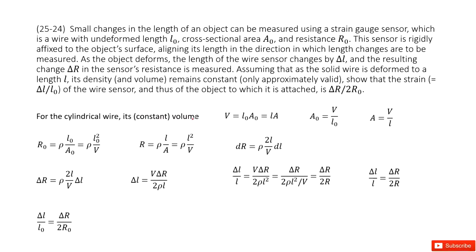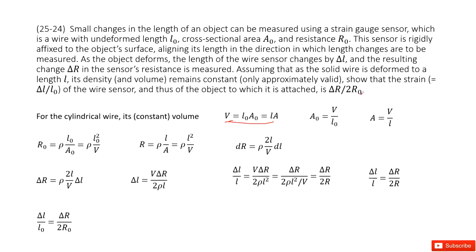Its volume is constant. So in this way, we can write A0 as V over L0, and the cross-sectional area A as V over L. Do you agree from this equation? Yes. Now you can see we need to find the change of the length over L0, which must equal the change of resistance divided by 2 times R0. So how to prove it?